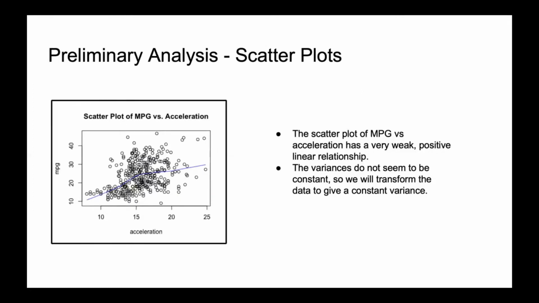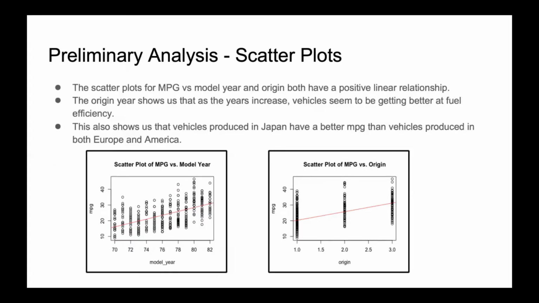For the scatter plot of miles per gallon and acceleration, we can see that the relationship is linear, but it has a weak positive relationship. Additionally, one problem we see here is that the variance in the residuals is non-constant, so we'll be needing to transform the data further to correct that. Here we can see the scatter plot of model year and miles per gallon, and also origin versus miles per gallon. In both of these cases, we have a positive linear relationship between the different factors.